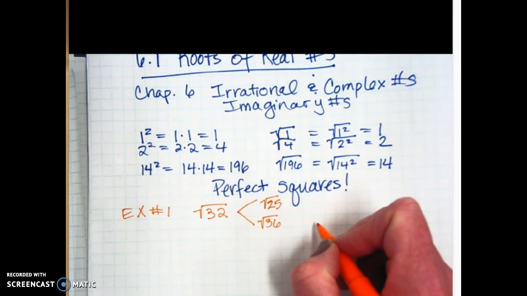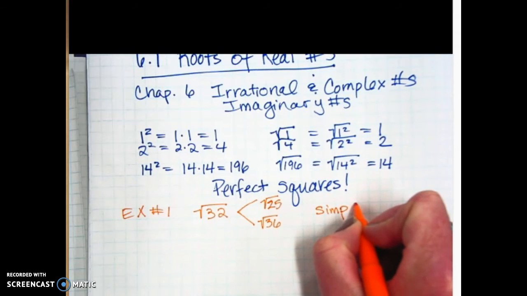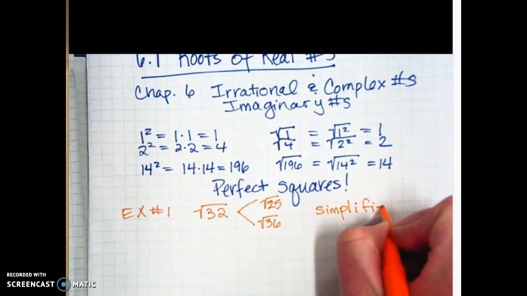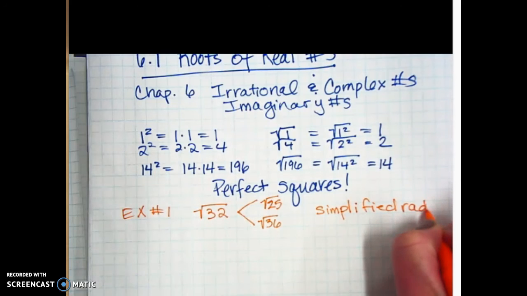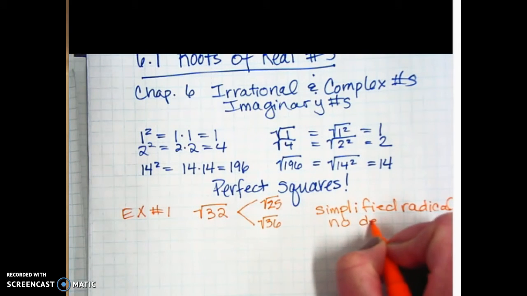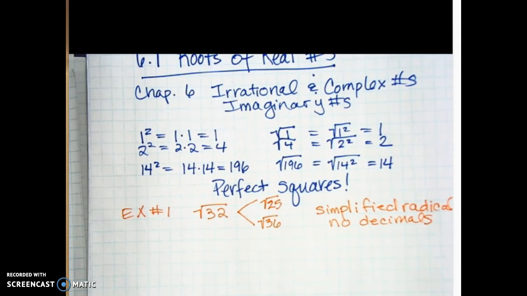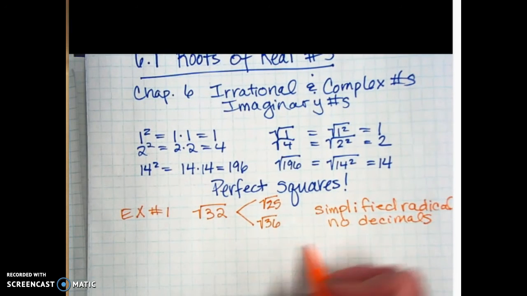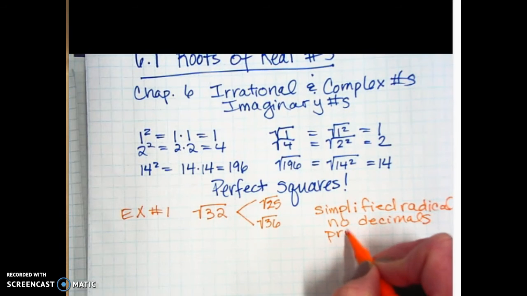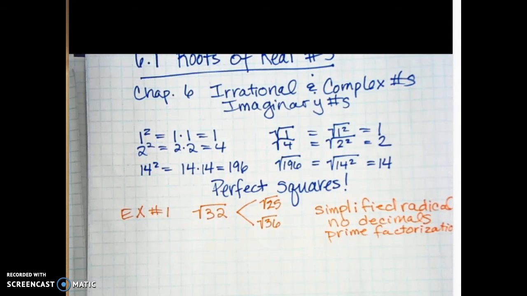But I don't want a decimal answer. I want what's called a simplified radical, which means no decimals. And that means we need to take the prime factorization. You guys have all done this before, with a factor tree where you draw the little lines going out.